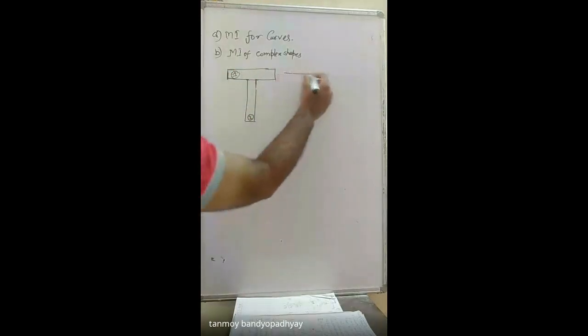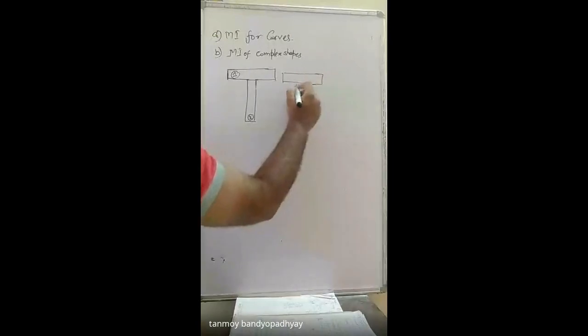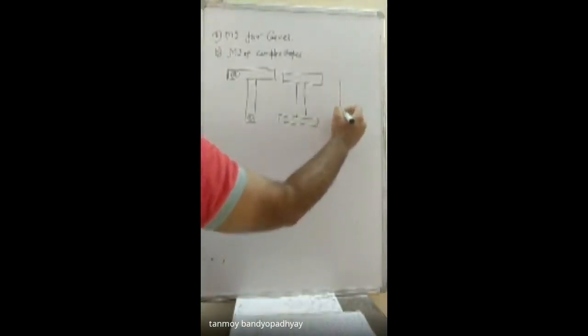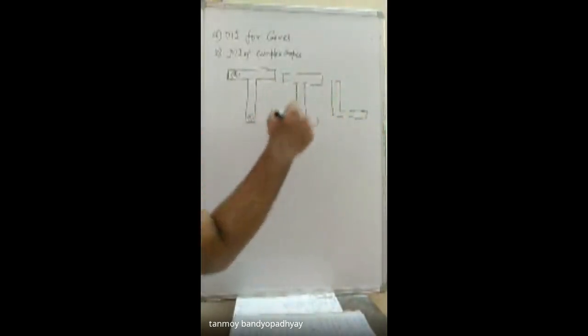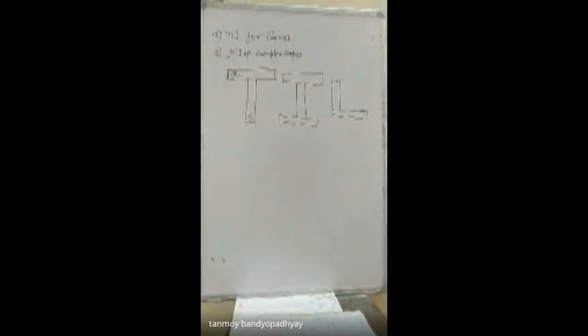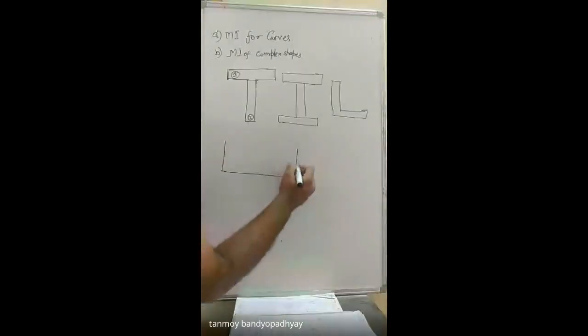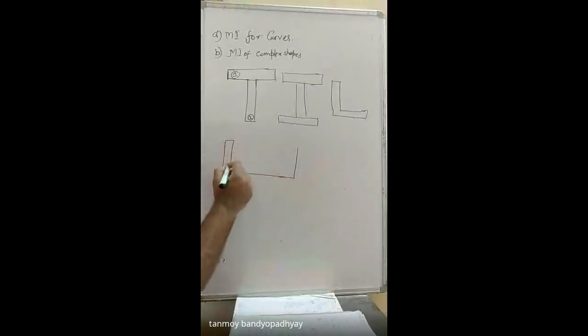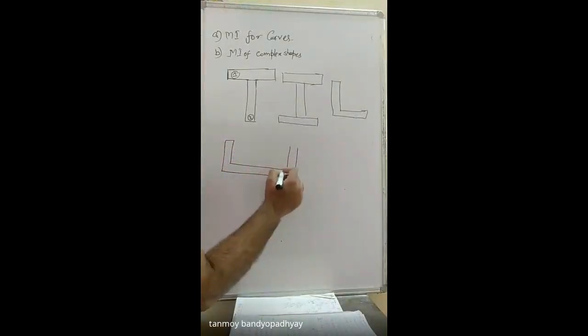Then there will be an I section. Suppose this one, this is an I section. There can be an L section. Okay, so these are the different shapes. So these are all sorts of shapes actually. So this one, where you have seen this shape? Any idea? এই শেপটা কোথায় দেখেছো?